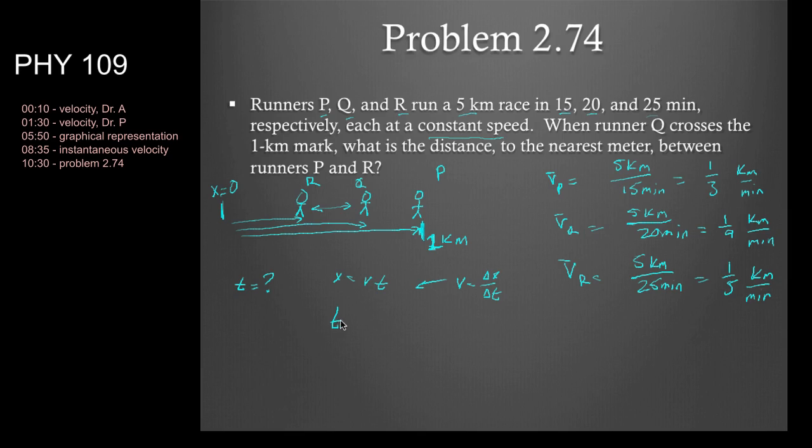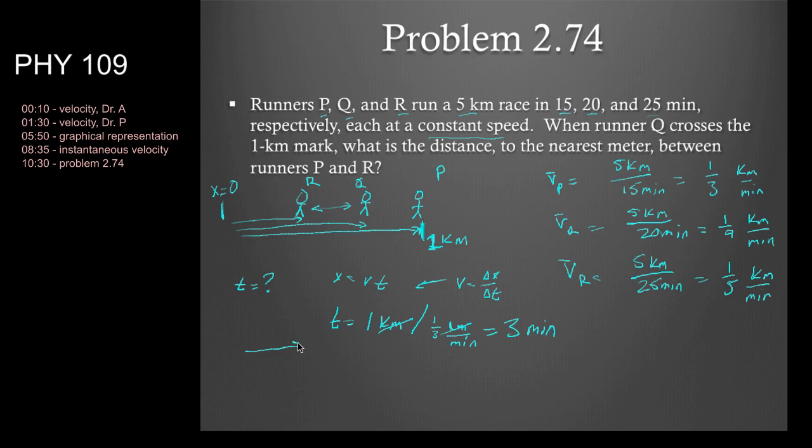So then let's solve for this t. This t is going to be 1 kilometer, when P was at 1 kilometer. Then we are going to divide that by his velocity, so that's 1/3 km per minute. And these kilometers will actually cancel out. What we're going to get is 3 minutes. So P actually crosses this 1K mark at 3 minutes.